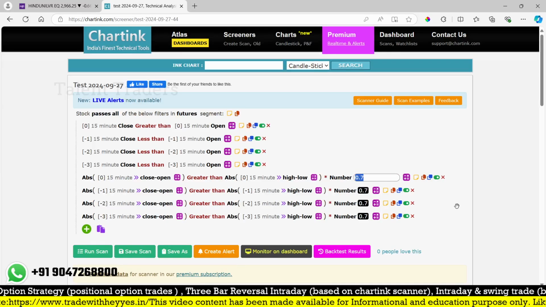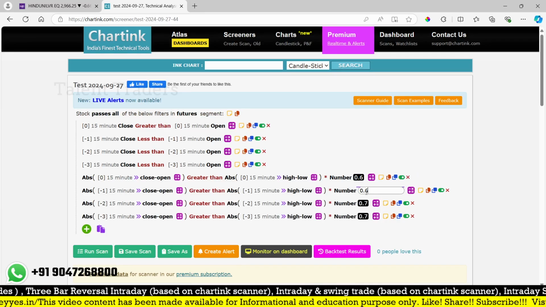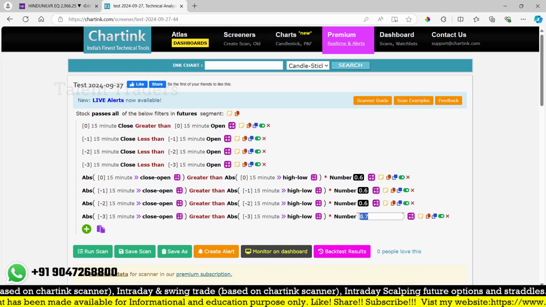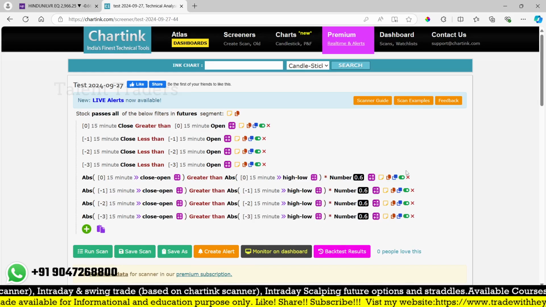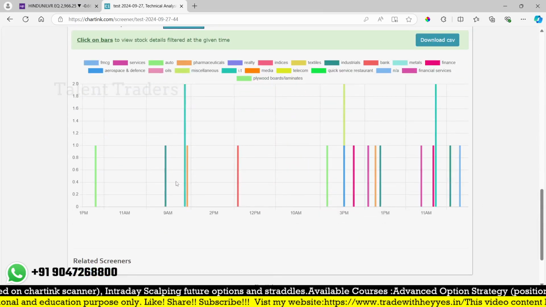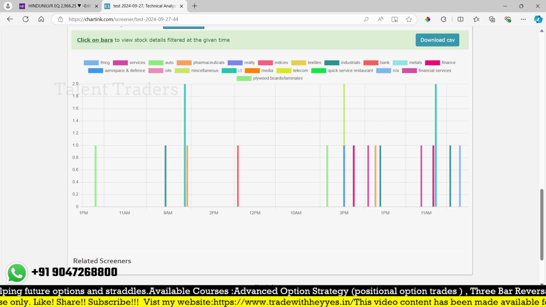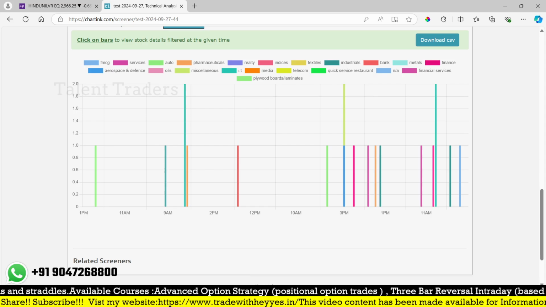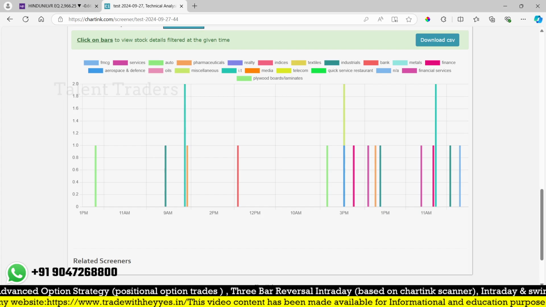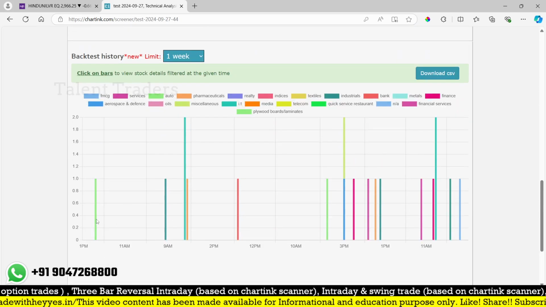Let me try to modify this, but the concept is the same. I will try 0.6 and see whether, if I change the value, I get many stocks or not. Okay, if I change the value to 0.6, I get a good number of stocks. It is about a logic to find a few opportunities on an intraday basis. That is the main concept which I used. At 0.6 we have a few stocks.